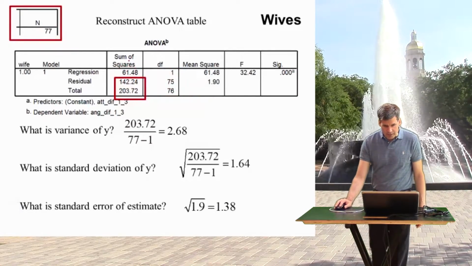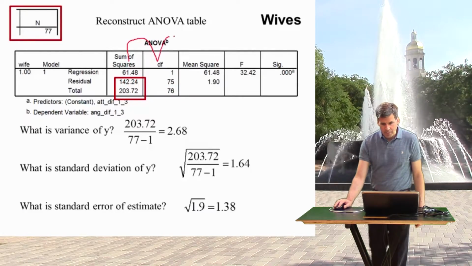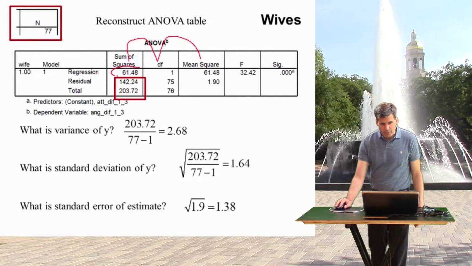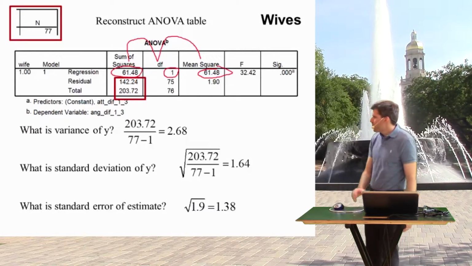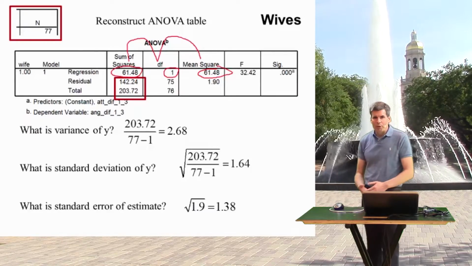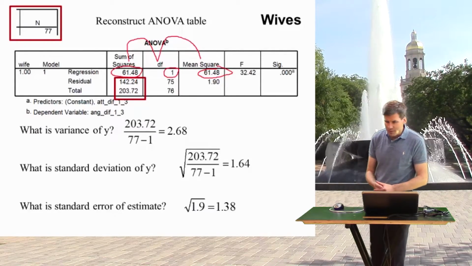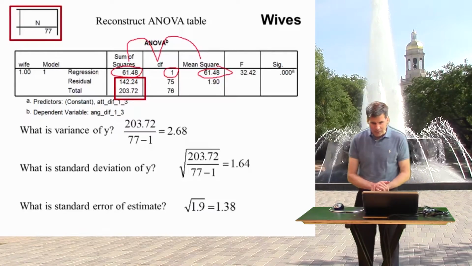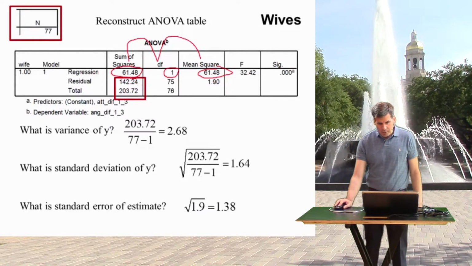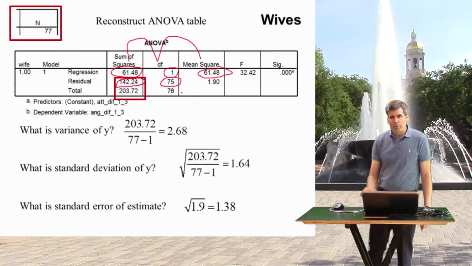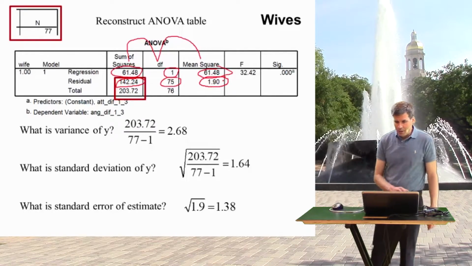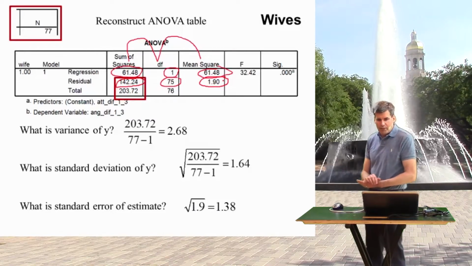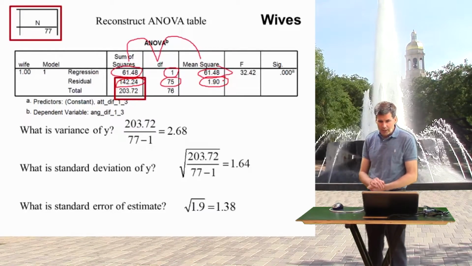Now we can take our sums of squares divided by degrees of freedom to get mean square. So 61.48 divided by 1 gives us 61.48, which with simple regression is just the same value. When we go on to multiple regression and have degrees of freedom larger than 1, that can give us different things. Then we take our residual sums of squares, 142.24, divided by 75, which gives us our mean square of 1.9. So our mean square error, our mean square residual, is 1.9.